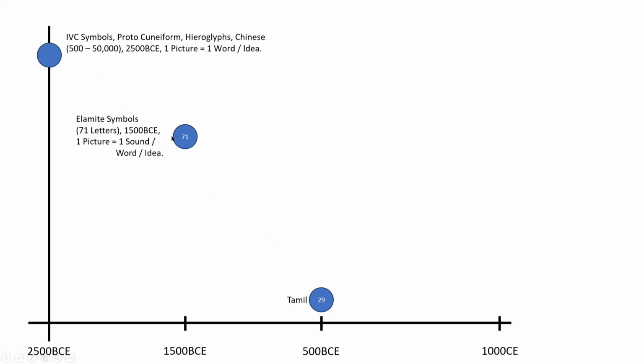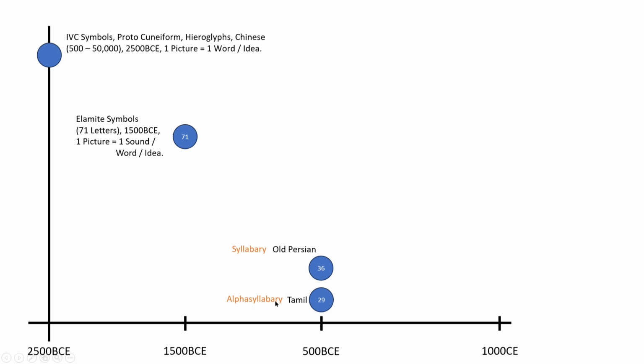And in this line we find Tamil. Tamil is a much more optimized form in this direction. It is much more organized than the Elamite script. It has only 29 letters, and Old Persian has 36 letters. But the difference between Tamil and Old Persian is that Tamil is a proper alphasyllabary by this time.